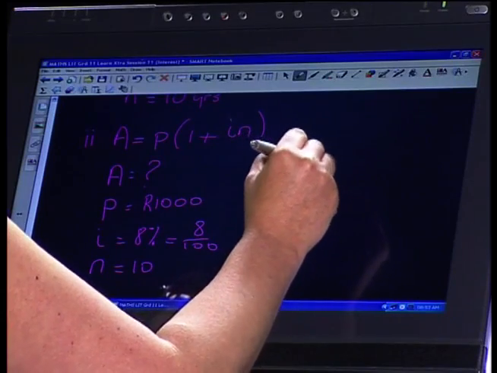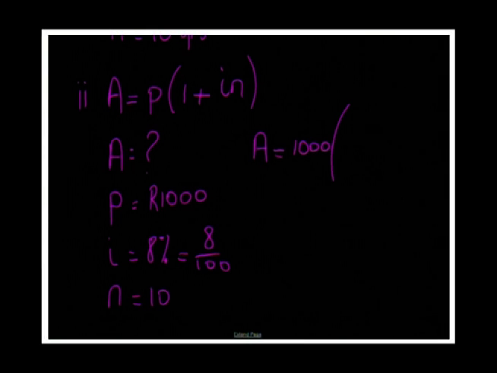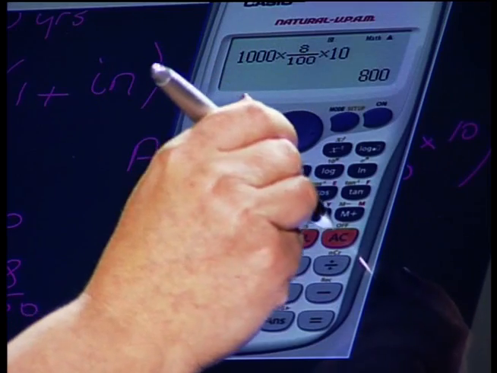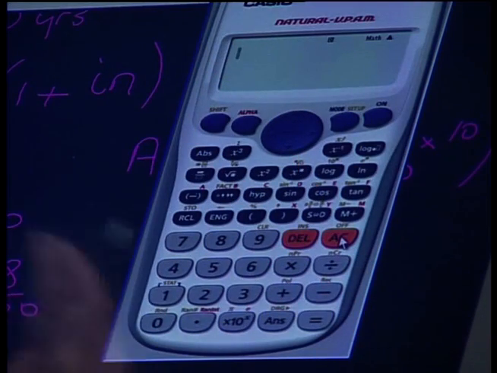So I've got A is equal to my principal of 1,000, open my brackets, 1 plus. Now I've got I times N, but I was 8 over 100 times by 10. Your calculator is going to do that all for you, so you don't have to worry that you've got a fraction and that it looks a little bit untidy. So let's get our calculator out and see what that answer is. At this stage, do you think that you can guess what the answer would be?